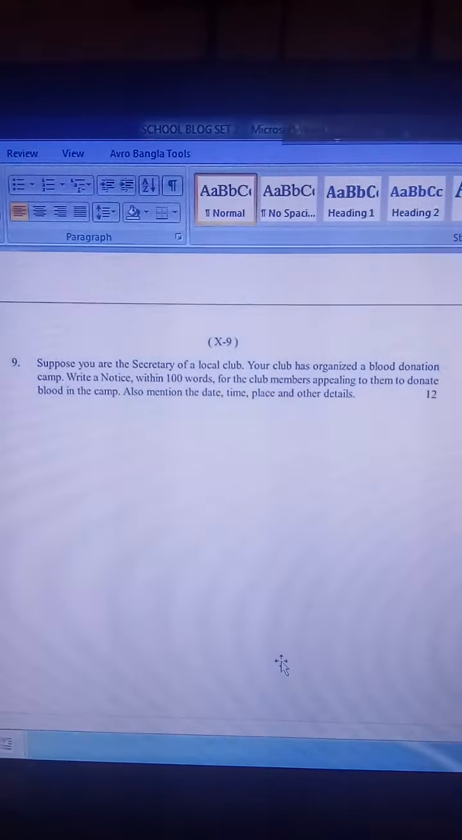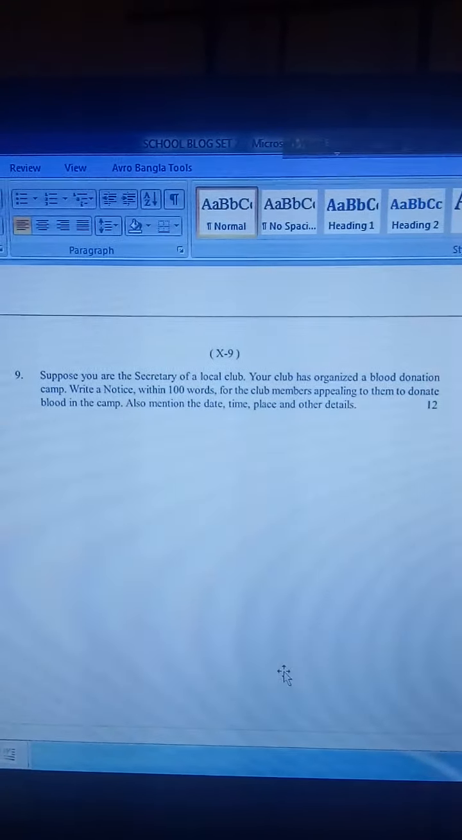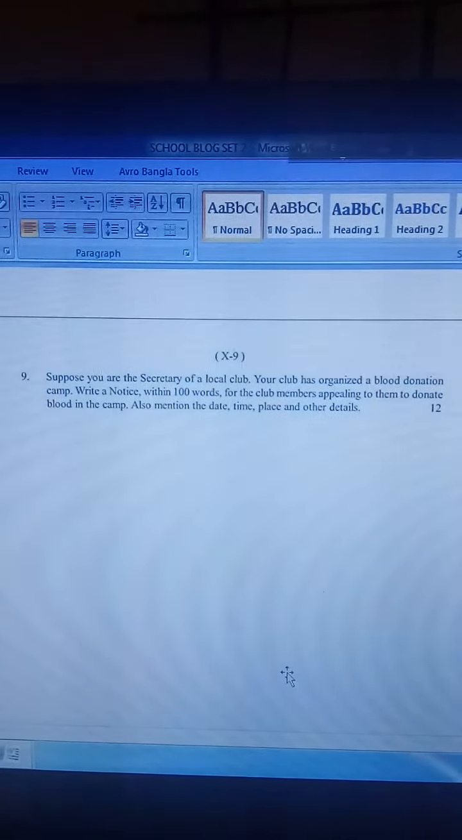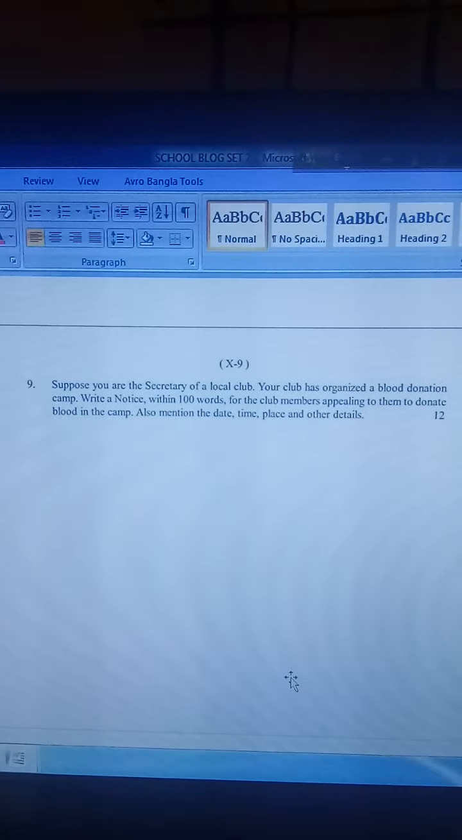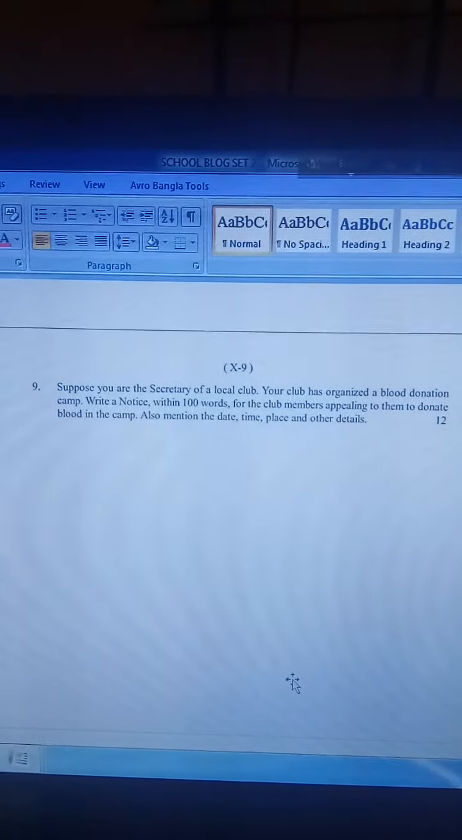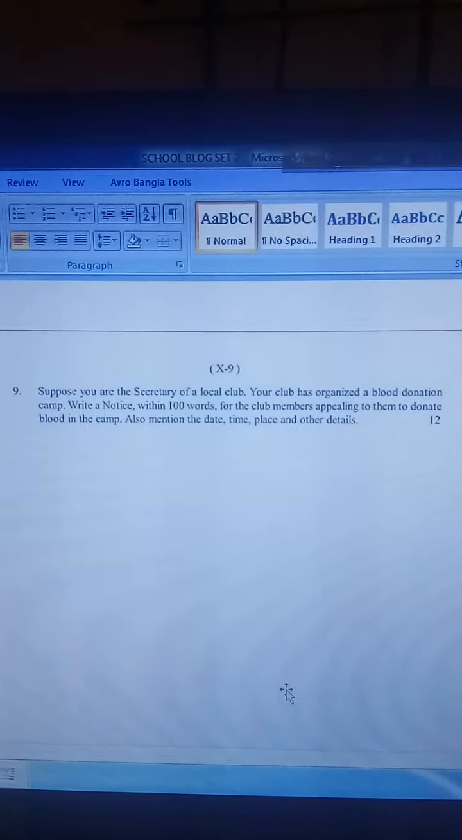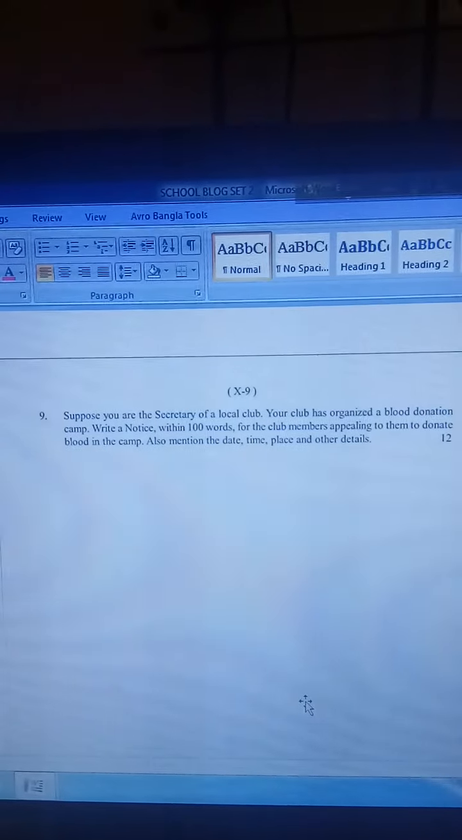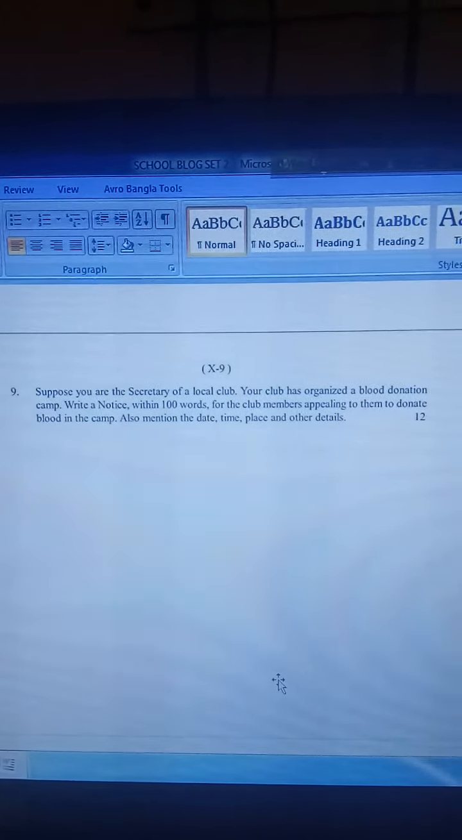Suppose you are the secretary of a local club. Your club has organized a blood donation camp. Write a notice within 100 words for the club members appealing to them to donate blood in the camp. Also mention the date, time, place and other details.